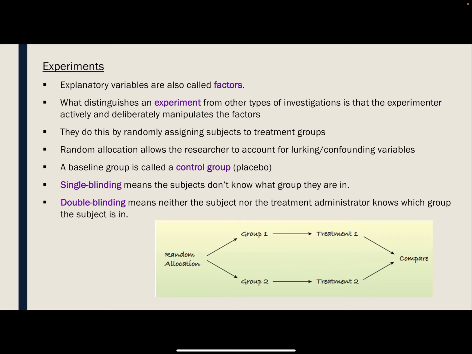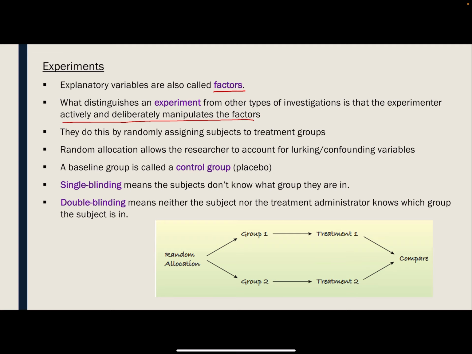Talking about experiments. So remember that with an experiment, investigators will manipulate the explanatory variable. In fact, they will actively and deliberately manipulate the explanatory variable. We also say the explanatory variables are called factors. So usually when we're talking about an experiment, we call them factors. There can be more than one explanatory variable, and there can be more than one response variable with more complicated experiments.